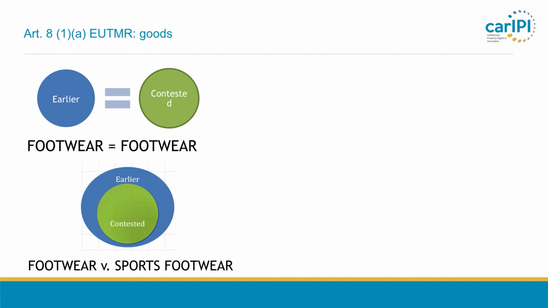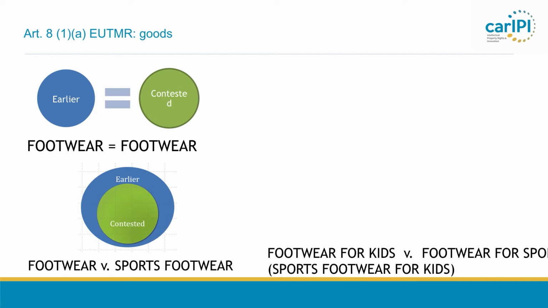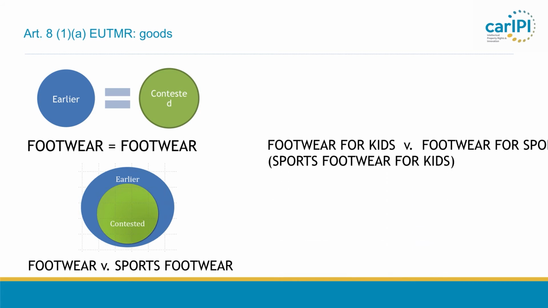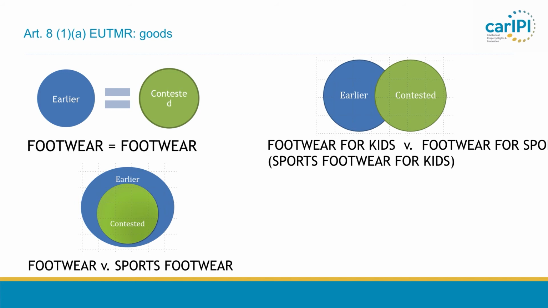Another scenario that we have in the office is the one where there is an overlap. So we have two groups of goods, neither of which is broader than the other, but they have an overlapping element. Like here, we have footwear for kids and footwear for sports, and their overlapping element is sports footwear for kids. And the office considers them to be identical as well.